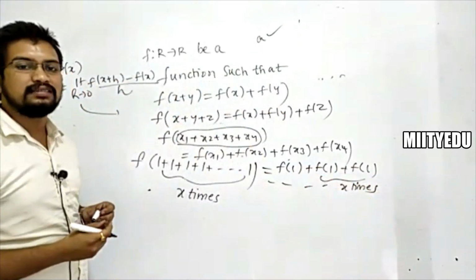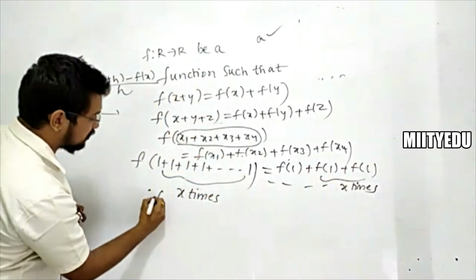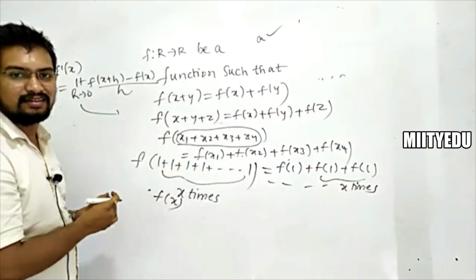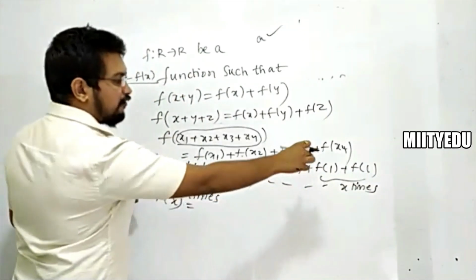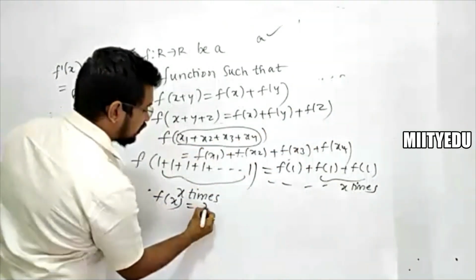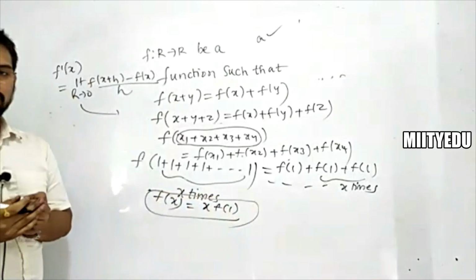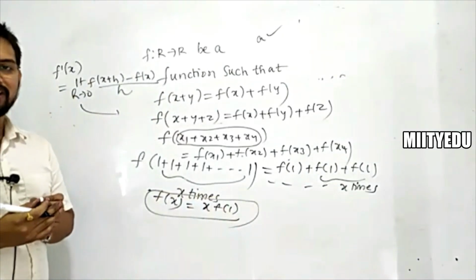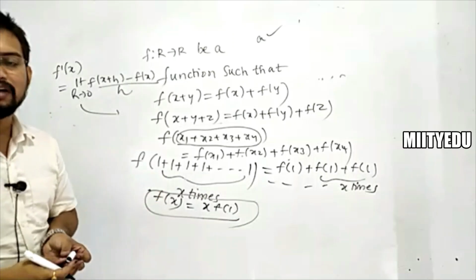Again, you write it as x times here. Now, what is f of (1 plus 1 plus 1, and so on up to x times)? This is nothing but f of x. Okay, this is the logic here. So, f of 1 plus f of 1 plus f of 1, and so on up to x times, that is nothing but x into f of 1. I can also write it like this, provided that the function is continuous.